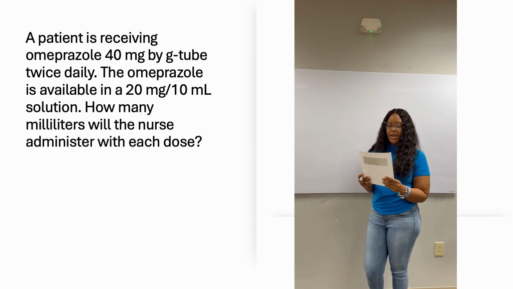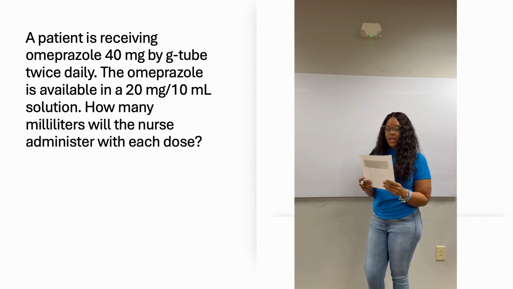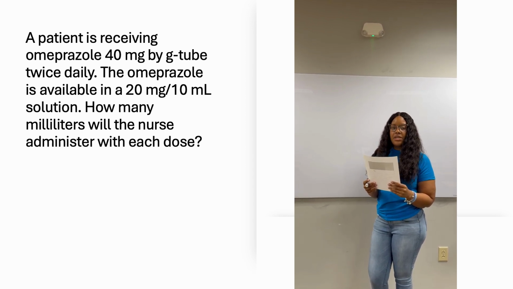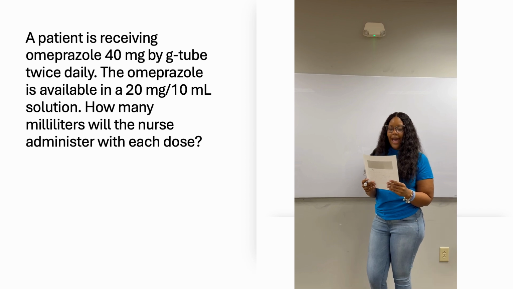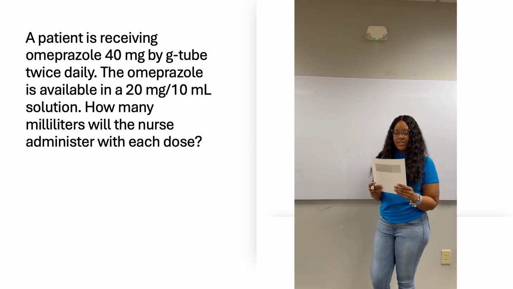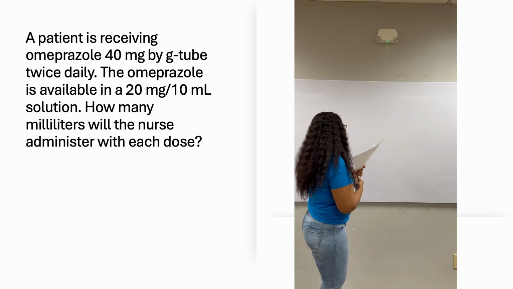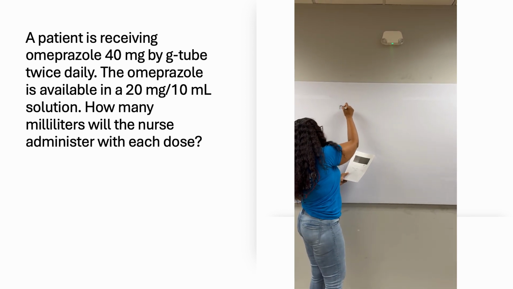The question says a patient is receiving omeprazole 40 mg by the G-tube twice daily. The omeprazole is available in 20 mg per 10 mL solution. How many mLs will the nurse administer each dose? So we know that this question is asking for mLs, so I'm just going to write that to the side.